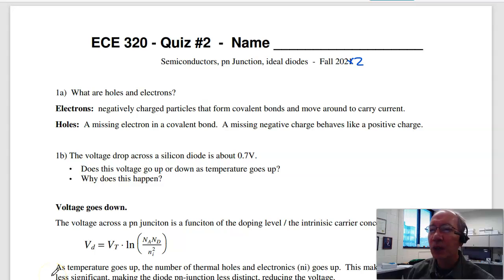Here's the solution to quiz number 2 for ECE 320 Electronics for fall 2022.